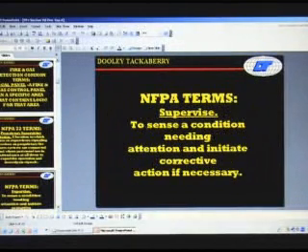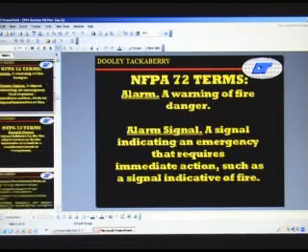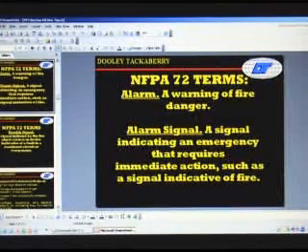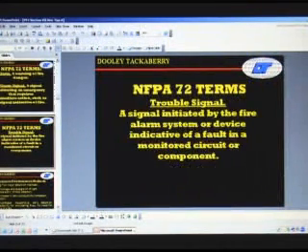And if it is supervised, what does that mean? It means to sense a condition needing attention and initiate corrective action if necessary. An alarm is a warning of fire danger. An alarm signal is a signal indicating an emergency that requires immediate action, such as a signal indicative of fire. A trouble signal is a signal initiated by the fire alarm system or device indicative of a fault in a monitored circuit or component.